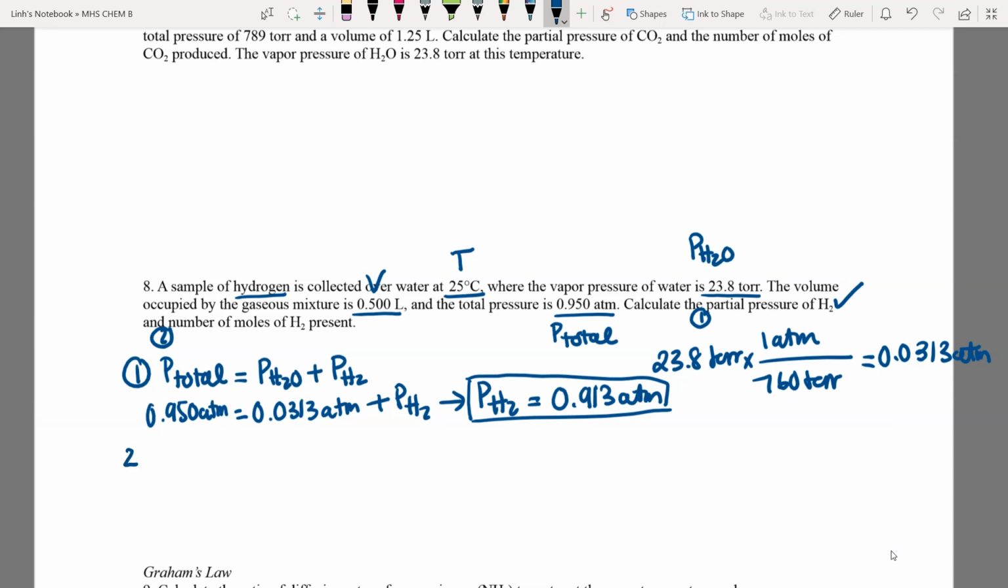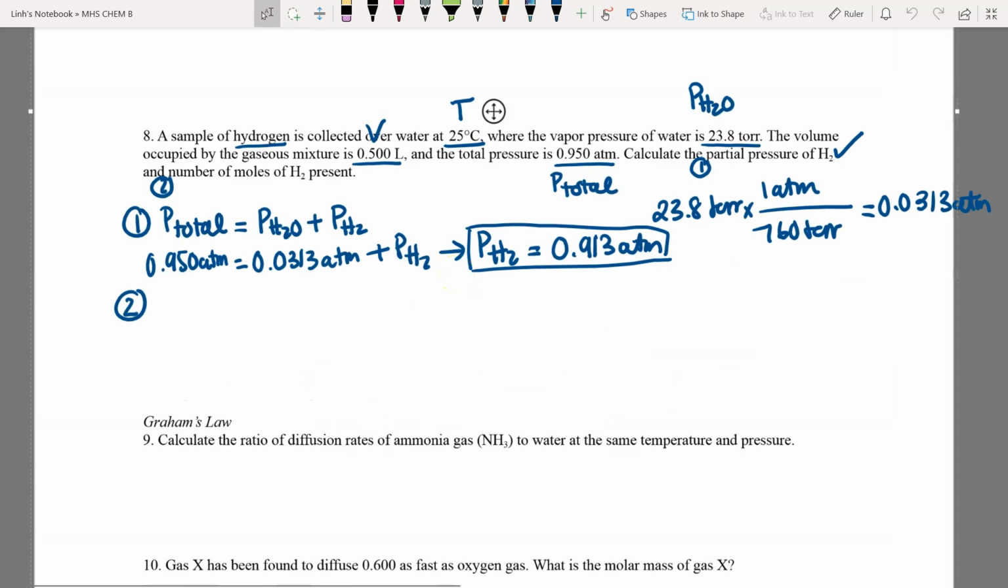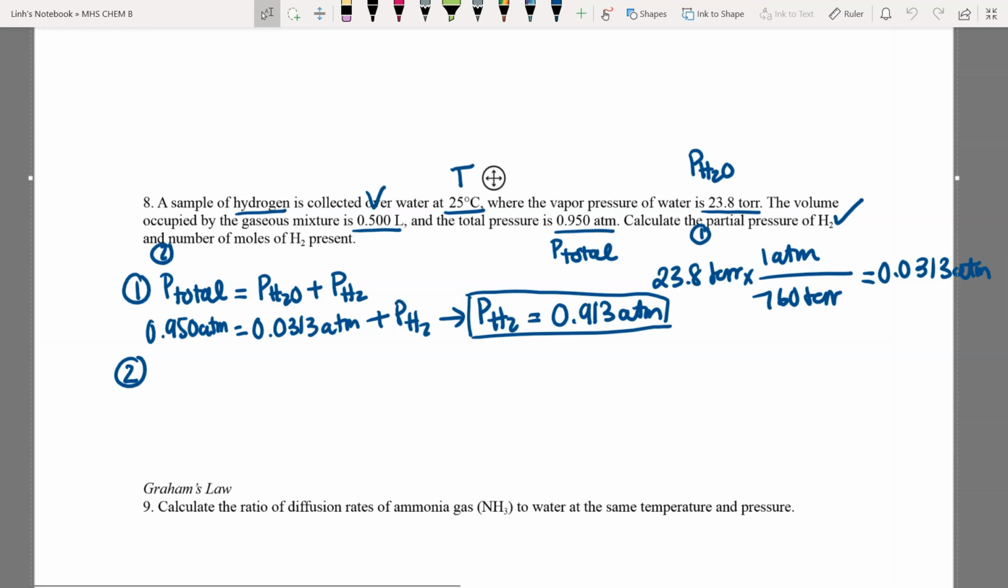Okay, number 2. To answer this question, I need to know the number of moles of H2 present. Now I want you to note that we have here the partial pressure of H2, which is found here. And then I have the volume, which is this much, and then I have also the temperature. What that means is that I can use the ideal gas law, which, recall, is PV equals nRT. I have already been given 3 out of these 5 variables, and I know R is always known. So I was already given pressure, volume, and temperature, and R is always known.